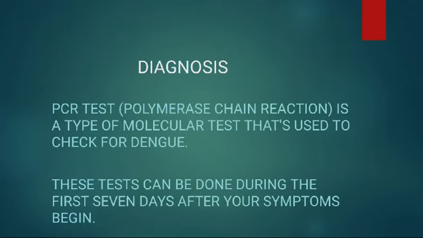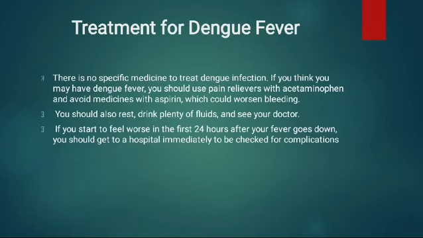Then, what is the diagnosis? The PCR test, that is polymerase chain reaction, is a type of molecular test that is used to check for dengue. This test can be done during the first 7 days after your symptoms begin.